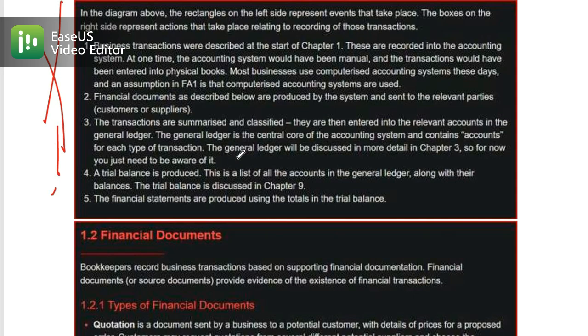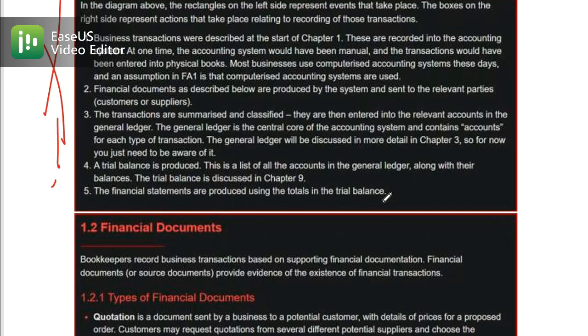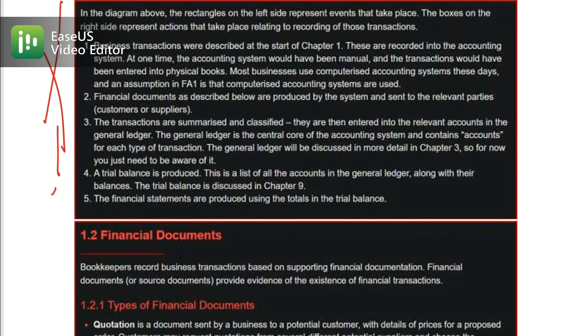After that, we discussed recording into the accounting system. In the past, transactions were written in physical books like a manual system, and now most businesses use a computerized accounting system. So we are now using a computerized accounting system, which means that for example, you have a sale of 5,000, and this is end-to-end accounting software. For example, you have QuickBooks.